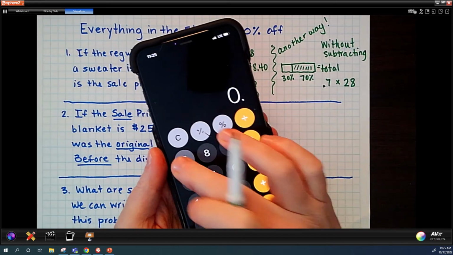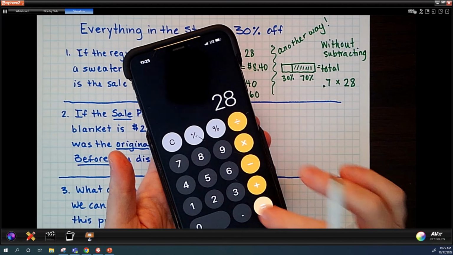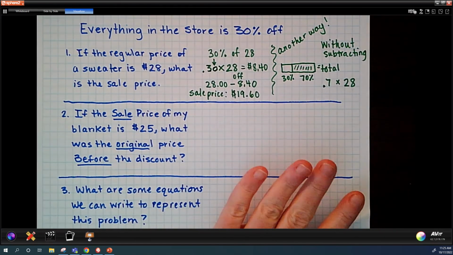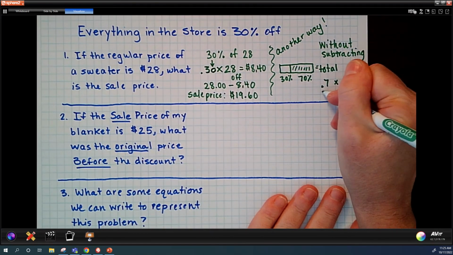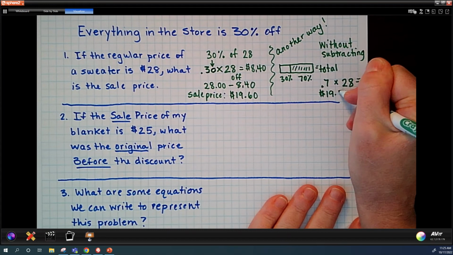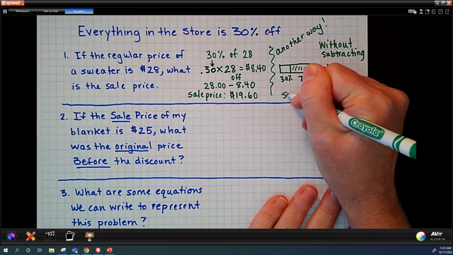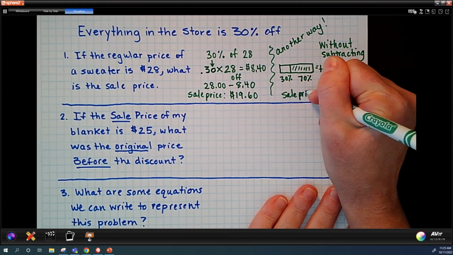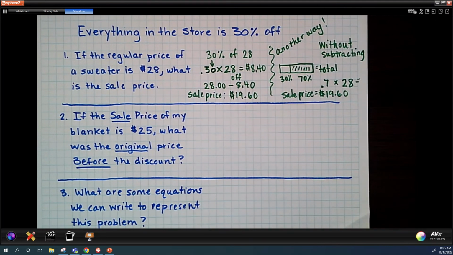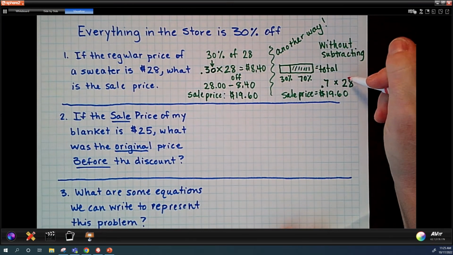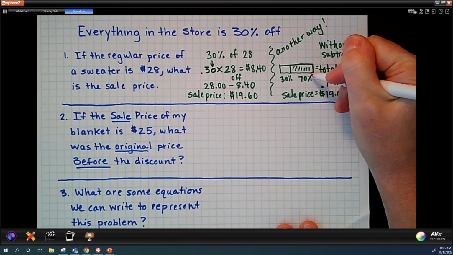All right, 0.7 times 28, and look at that. I got the answer without doing any subtracting. $19.60 is my sale price. Either of these would work. Now, for the second problem, if the sale price of my blanket is $25, what is the original price? For this one, I'm working backwards, and the best one to use to work backwards is the opposite, the 70%.